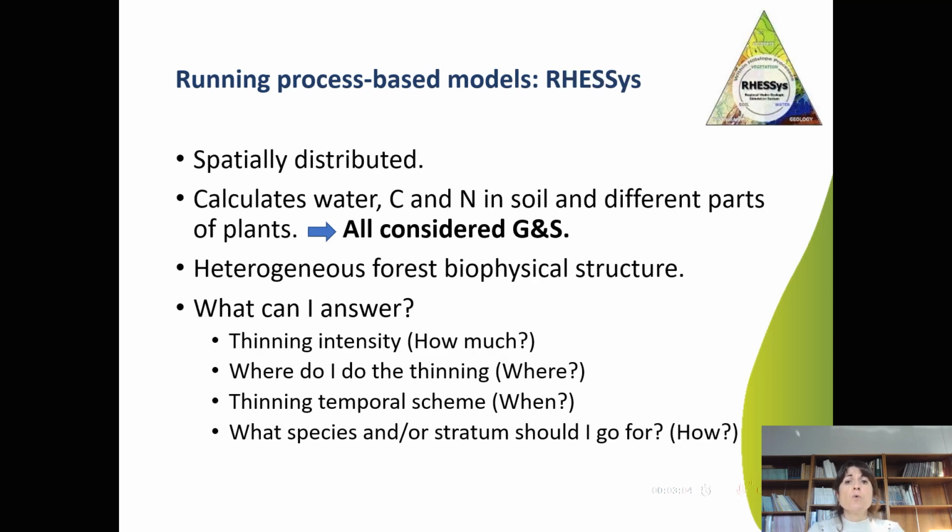If we choose RHESSys, we must say it is spatially distributed. What does it mean? I can model what's going on in one pixel and in the next one and in the next one, and the pixels are communicated among them. So I can simulate or work with a landscape. It calculates water, carbon, and nitrogen in soil and in the different parts of the plant, like Biome-BGC. So I can include all considered goods and services. It also considers a heterogeneous forest biophysical structure, which means different species and different vertical strata. So I can answer the 4 questions here: how much, where, when, and how.